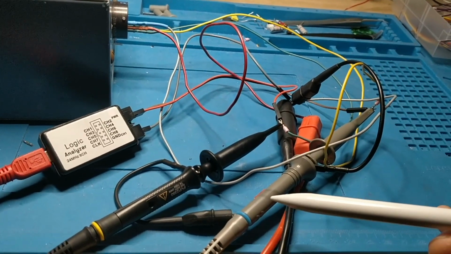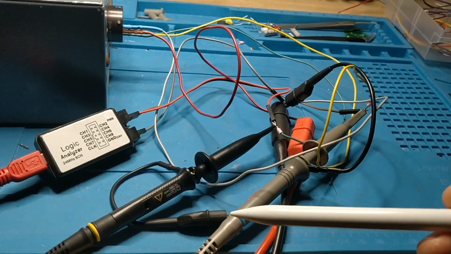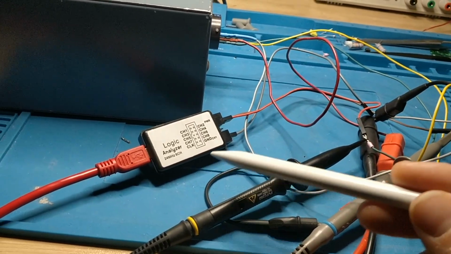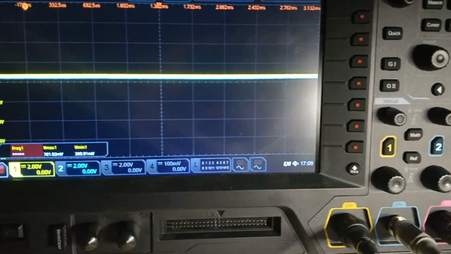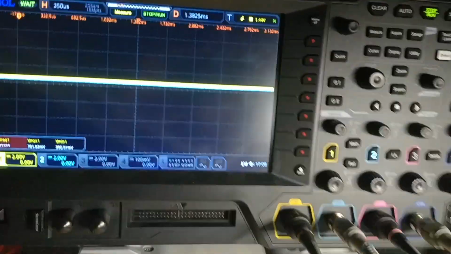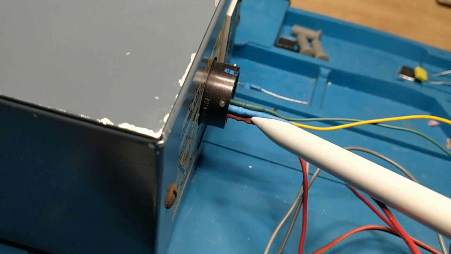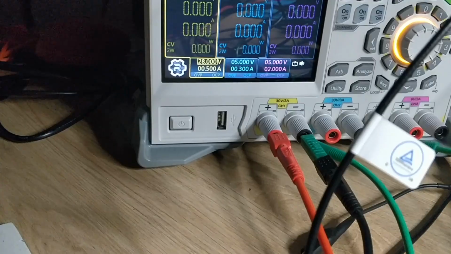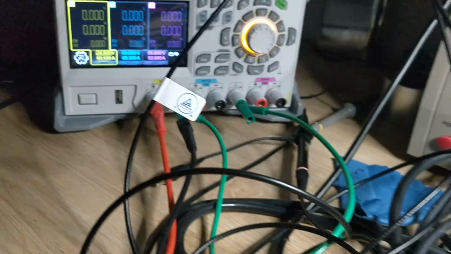I also connected 2 oscilloscope probes, but they are not needed in order to decode the ARINC signals. The oscilloscope probes are connected to this oscilloscope here, so we can see what is happening in real time. And I also connected the ACP power lines to this power supply, regulated to 28 volts here.